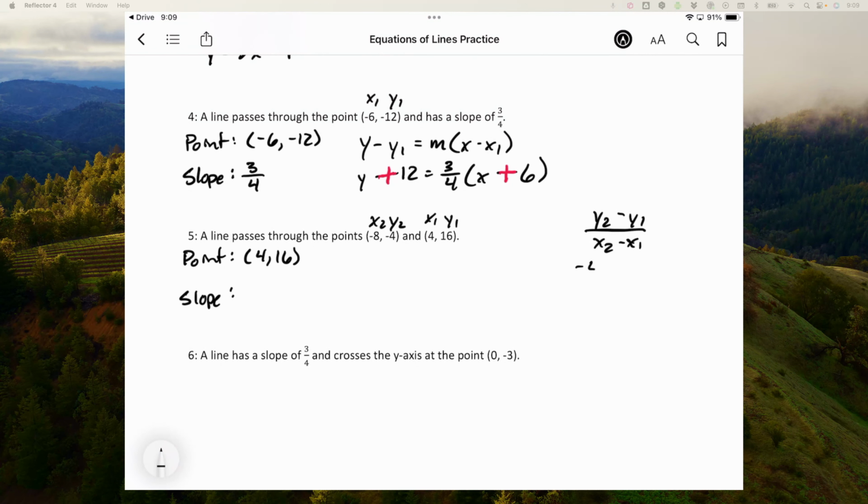y2 in this case is negative 4 minus y1 is 16 over x2 minus x1, so negative 8 minus 4 gives us negative 20 over negative 12. Those are both negative, so negative divided by negative makes positive, and they're both divisible by 4, so that will give us 5 over 3, positive 5 over 3.